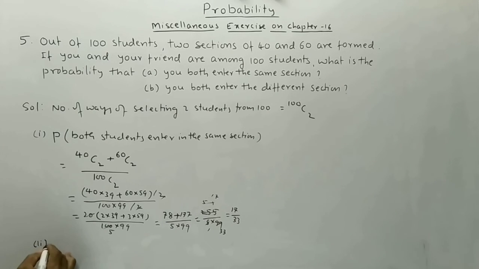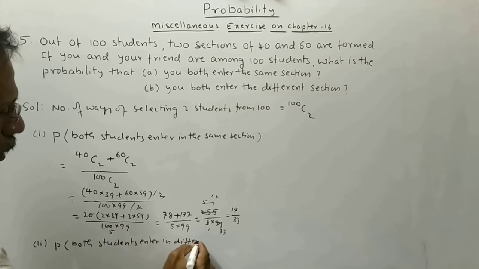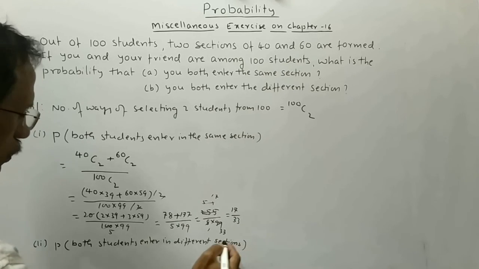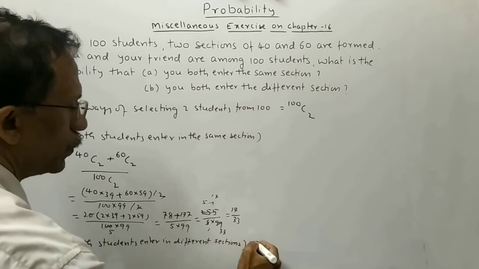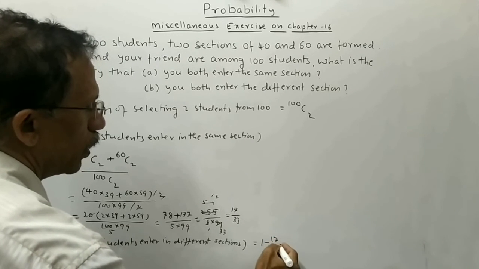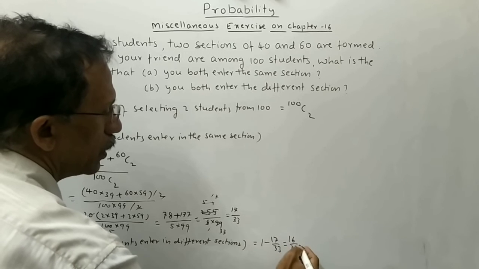Second one, probability of both students enter in different sections is equal to 1 minus probability of both students enter in the same section, that is 1 minus 17 divided by 33 is equal to 16 divided by 33.